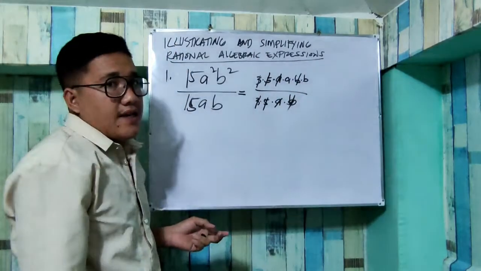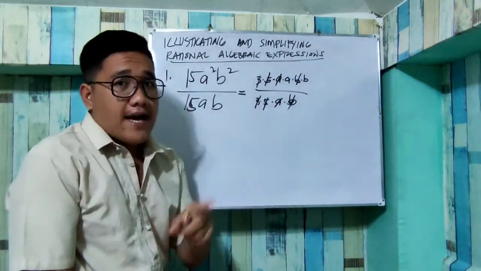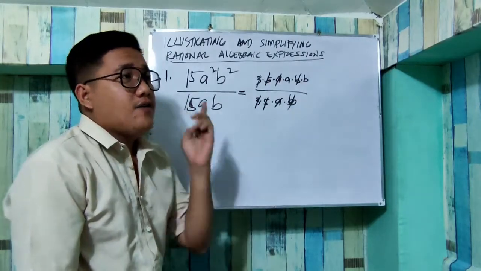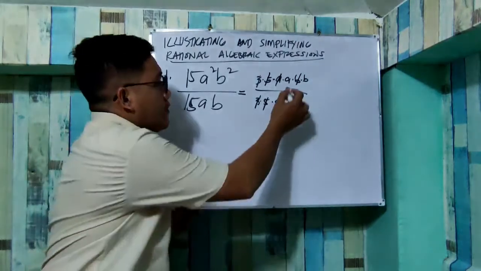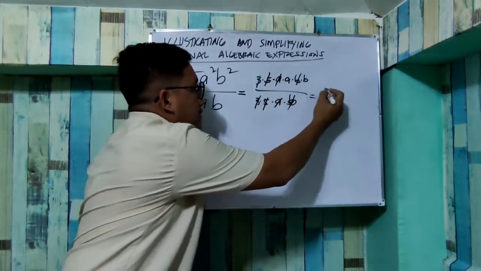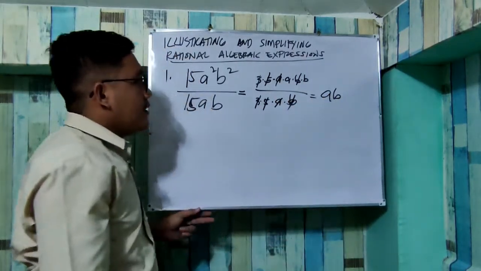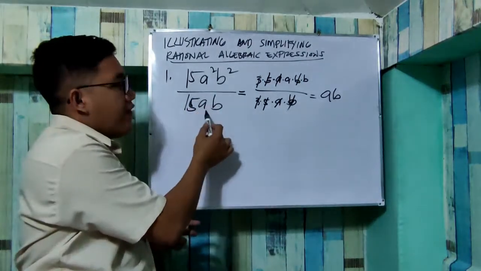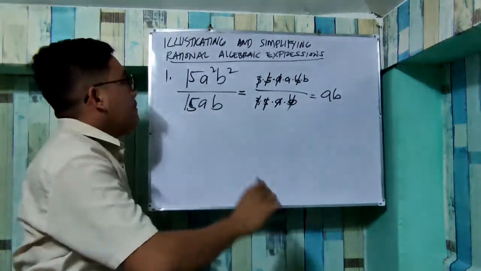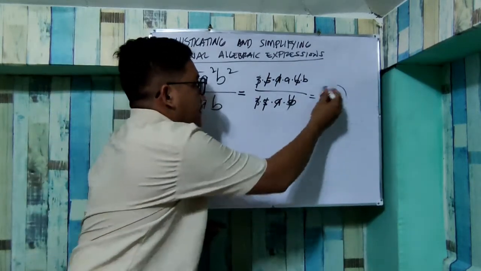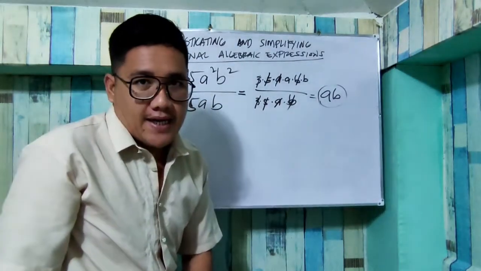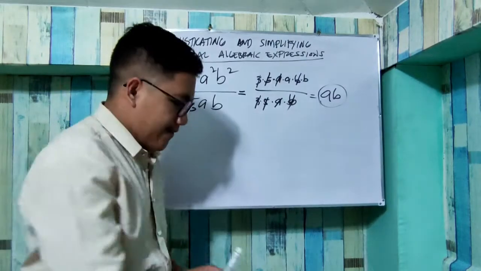So, meaning to say, the last step, multiply the remaining factor, and yung product, yun ang ating rational algebraic expression in the simplest form. So, meron tayong a times b, a, b. So, therefore, ang simplified form or simplest form ng 15a squared b squared over 15ab is ab. So, another example.